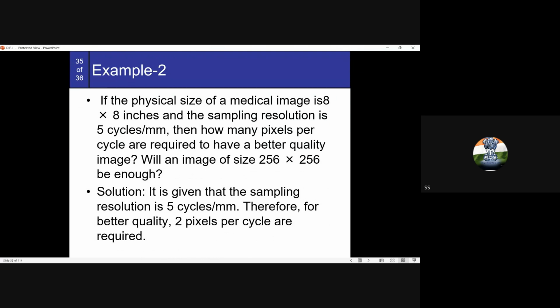Sir, how did the 2 pixels per cycle come about? No, it is 5 cycles per mm. For better quality, 2 pixels per cycle, which relates to the maximum of 2 pixels per cycle. So 5 cycles per mm, right? So in one mm there are 5 cycles. For 2 pixels per cycle, that makes 10 pixels per mm.